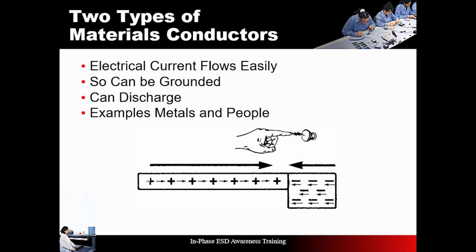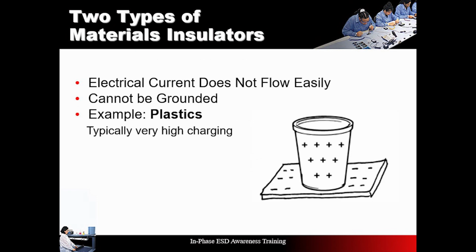There are two types of materials we are concerned with: conductors and insulators. Conductors, such as metals and people, allow electrical current to flow easily. They can be grounded to alleviate discharge. Insulators, on the other hand, do not allow current to flow easily, and therefore cannot be grounded. Charges tend to build up on the surface of insulators, such as plastics, easily, creating high potential voltages.